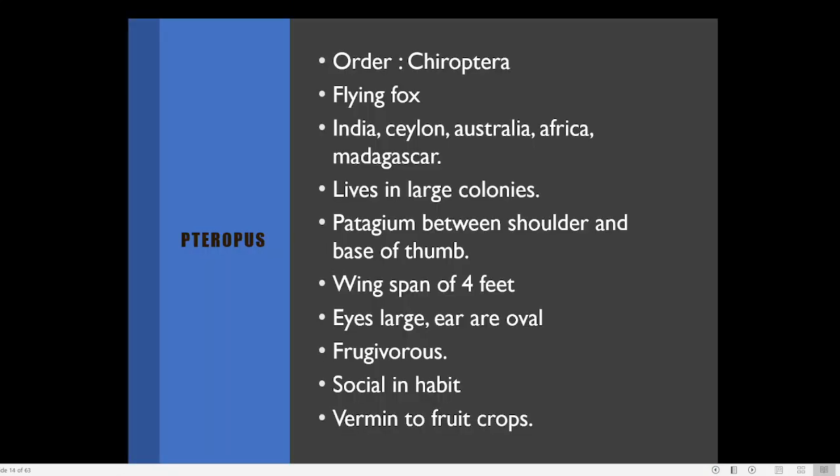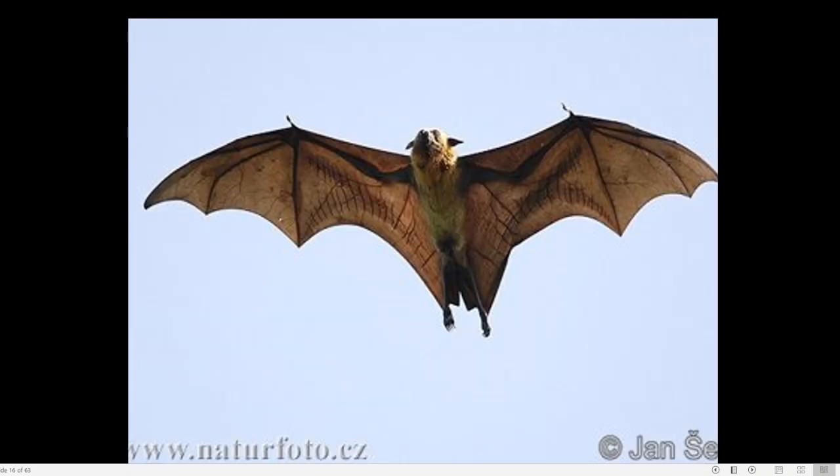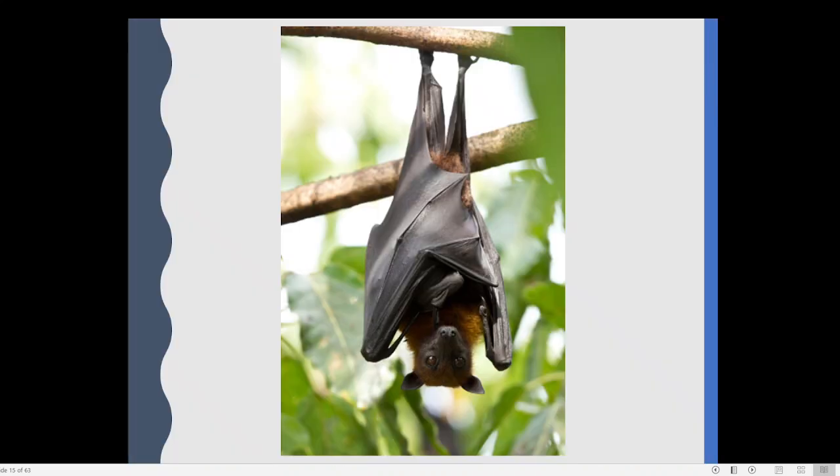See, the wingspan is 4 feet. 4 feet means this much size it will be. So it's a very large wing. Because of the larger wing size, it is able to fly in the air. Now it is one of the very few animals which can fly. Most of the mammals cannot fly. Mammals are mainly animals which are living on land. But in the case of bat, they are able to fly in the air because of the presence of this patagium.